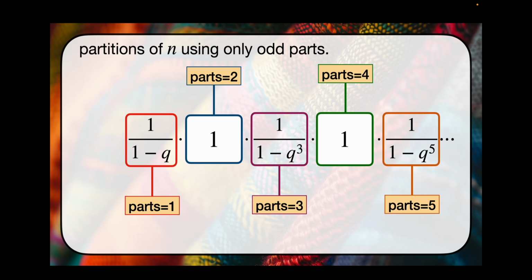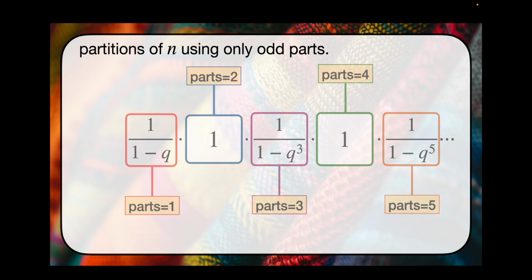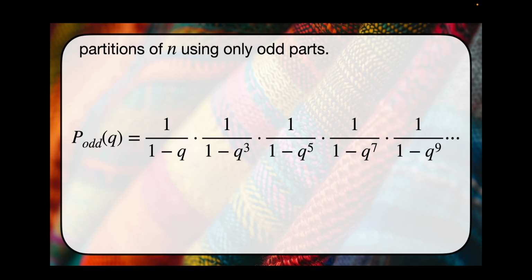And here, it's really easy to build this generating function. You simply take the portions of this product that correspond to the even parts and set them equal to 1. That means you're only using 0 parts equal to 2, 0 parts equal to 4, 0 parts equal to 6, and so on. But you're still allowed to use any number of parts that are equal to 1, 3, or 5.